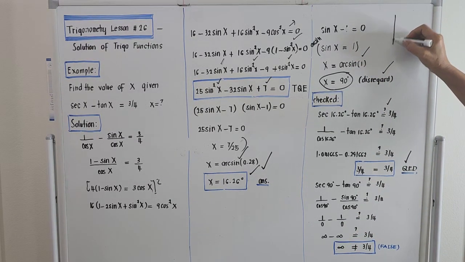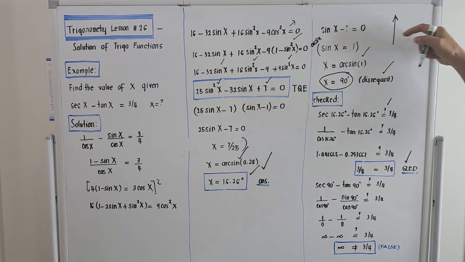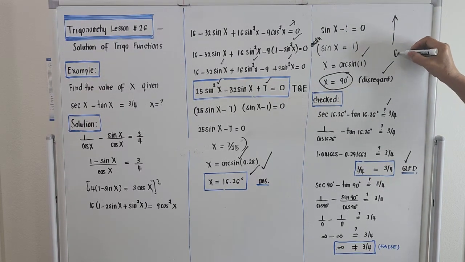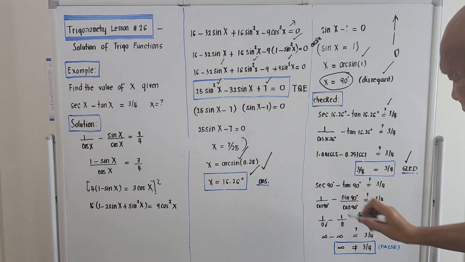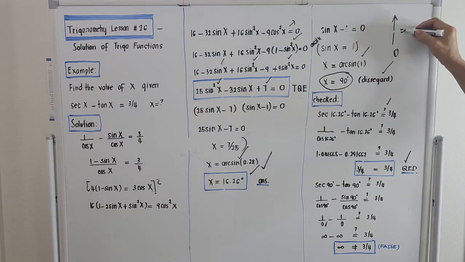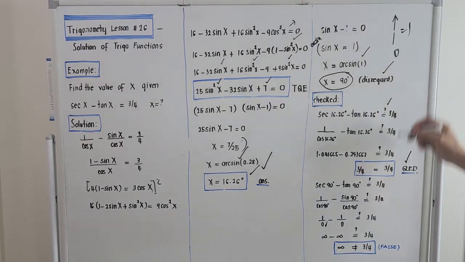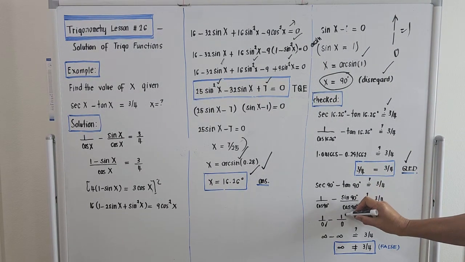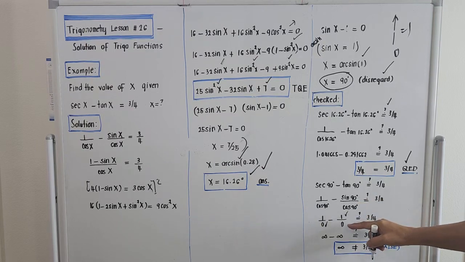For cosine of 90 degrees, it's a pure vertical line. There is no cosine value. The value of cosine of 90 degrees is 0. Right? And sine of 90 is equal to 1. It's a vertical line, so sine of 90 will be 1. Cosine of 90 again will be 0. And is it equal to 3/4?